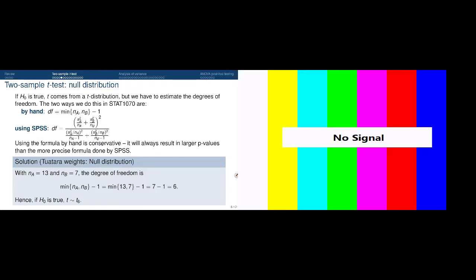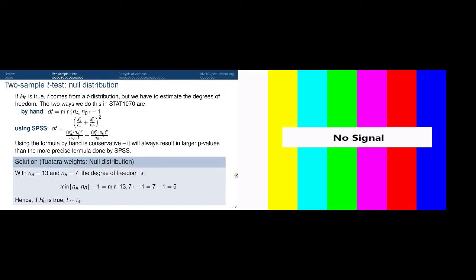Now, by conservative, what that means is by using the minimum of the two sample sizes minus one as your degrees of freedom, your p-value will always be larger than if you use SPSS to calculate your p-value. All right, so if the p-value is larger, that means it's harder to reject. You need more evidence in your data. You need more of a difference in your data. And that's why it's more conservative to use the by-hand calculation. But if you have access to SPSS, then you'd obviously use SPSS, all right?